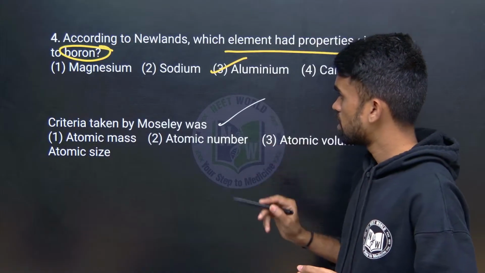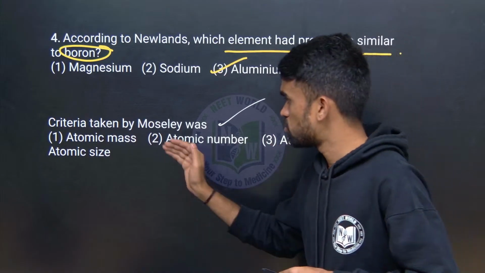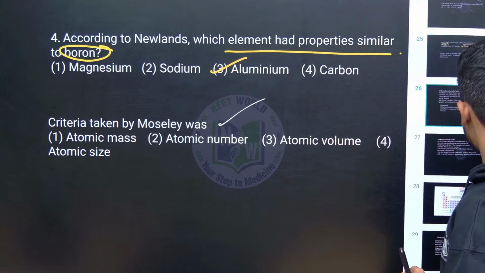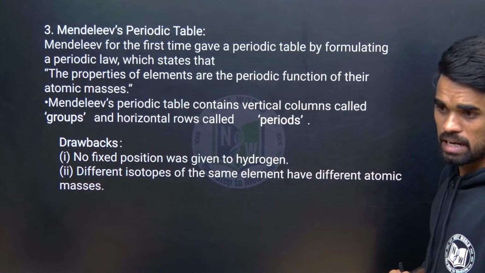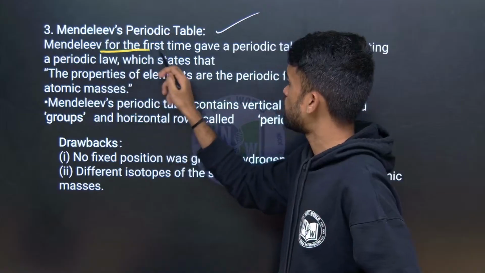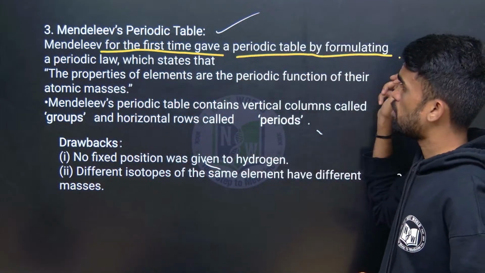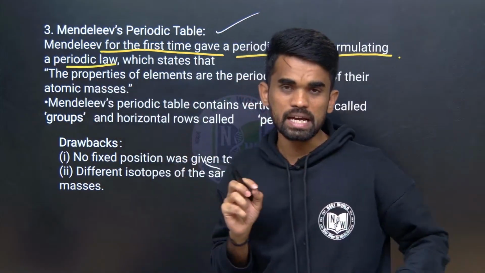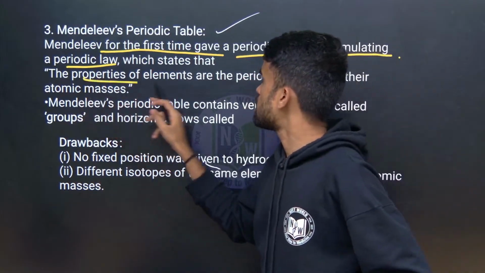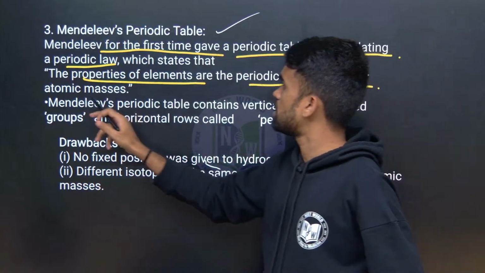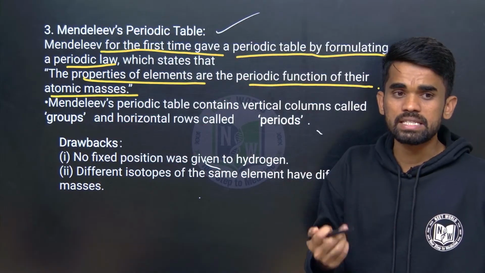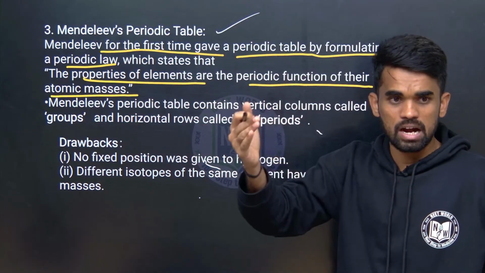Next, Moseley, we will study about this Moseley. So next we have Mendeleev. What he is saying, Mendeleev for the first time gave the periodic table by formulating a periodic law. By considering a law, he gave the classification. What he told: the properties of elements are the periodic functions of their atomic masses. It means he arranged them in increasing order of their atomic masses.